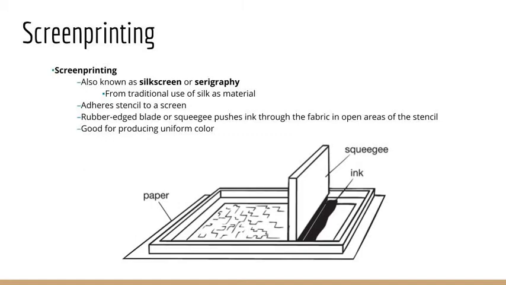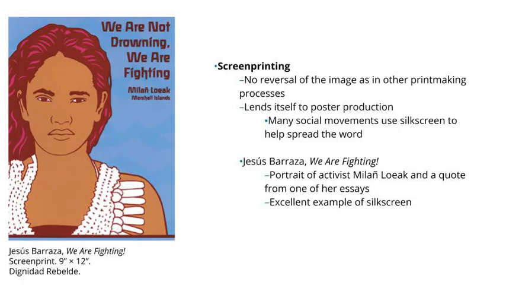This is very good for producing uniform color, and it's also quite popular because you can screen print on pretty much anything that you're able to lay flat enough for the design. This is how people make t-shirts, or some people screen print posters. Here's an example of a screen printed poster.